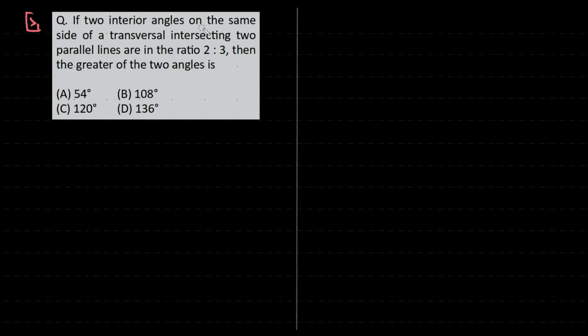If two interior angles on the same side of a transversal intersecting two parallel lines are in the ratio of 2:3, then the greatest of the two angles is. That is your question. So let me draw the diagram and explain it to you guys. Only then it will make sense.